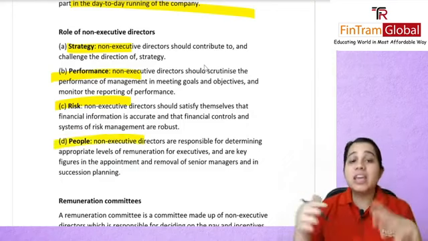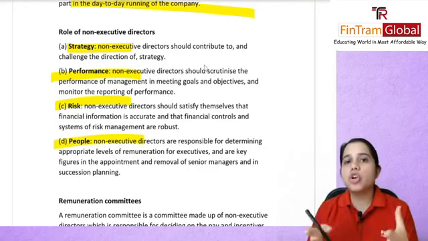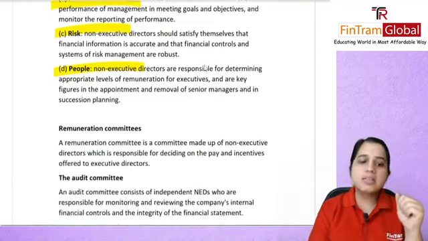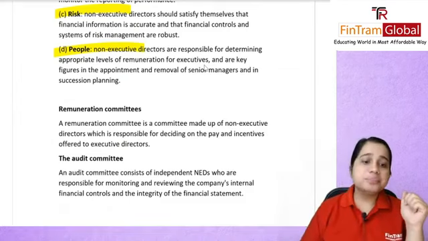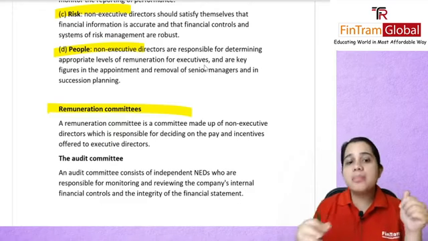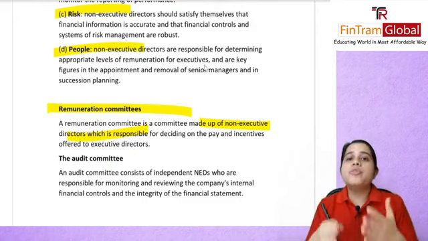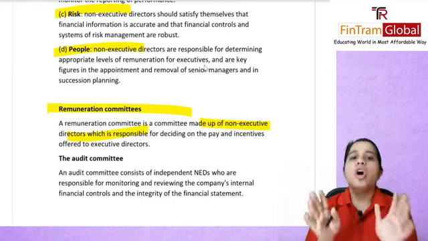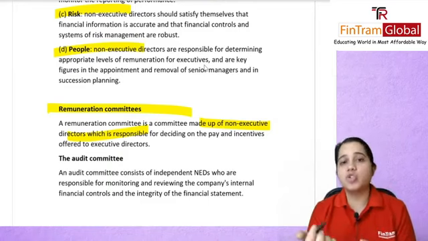And people, of course, they will be responsible for determining the salary or remuneration packages for your executive directors, and even the appointment and removal of those directors. Then we talked about the various committees that we have, wherein we talked about the remuneration committee. A remuneration committee is made up of non-executive directors. They are responsible for setting the remuneration, incentives, salary or wages of your executive directors, because obviously executive directors can't set their own wages, right?